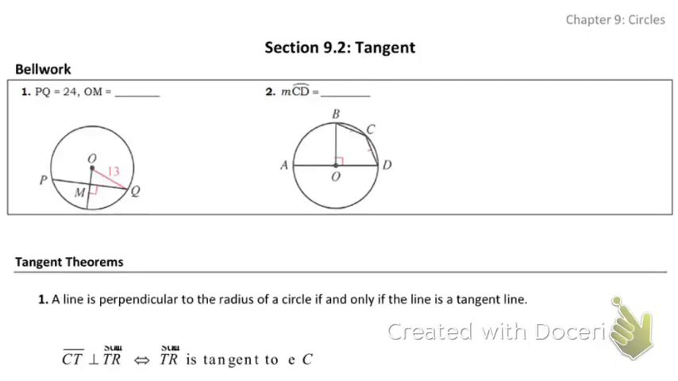So either everyone has it right or everyone has it wrong. It should be right. It's logic. All right, it says that PQ is 24.